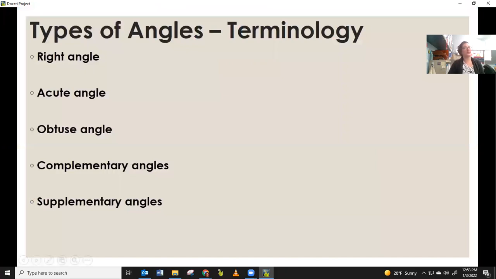So beginning our discussion of angles, I want to talk about some terminology here. Right angle. What do I mean by a right angle? What is the definition of a right angle? You can type it into the chat, or you're welcome to unmute your mic if you would prefer. Absolutely correct. This is an angle that is exactly 90 degrees.